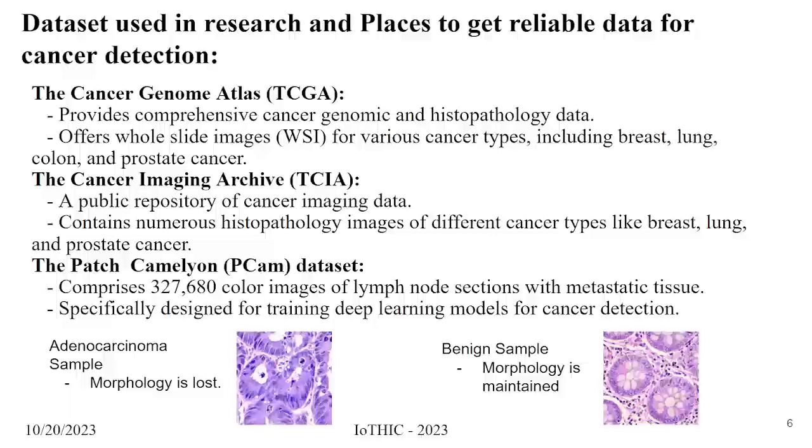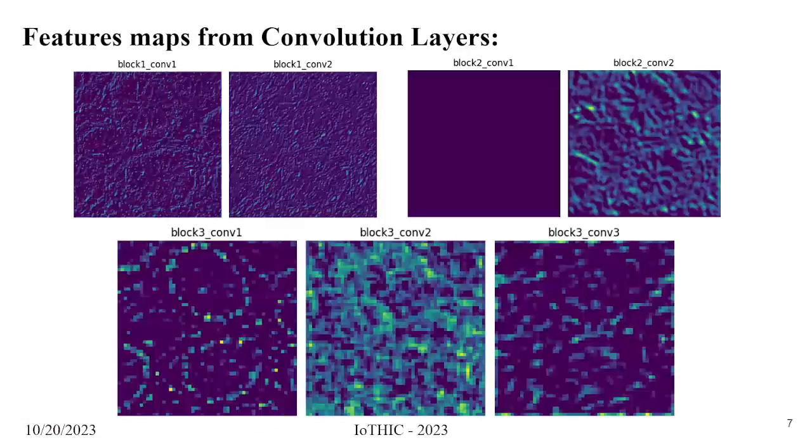I have displayed two different images at the bottom. The leftmost one is an adenocarcinoma sample, where the cancer is positive. On the right side, we have a benign sample. This is where the sample is negative for cancer. There is no cancer. And then come feature maps of convolution layers.